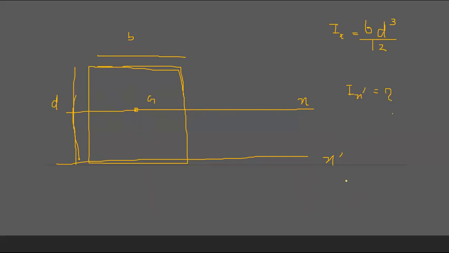What is Ix dash? That means you have to bring it to the x dash axis, right? To find that, actually, you can find this from a simple equation. This is called the parallel axis theorem. Ix dash is equal to Ix plus area times y bar squared. This area is the total area.